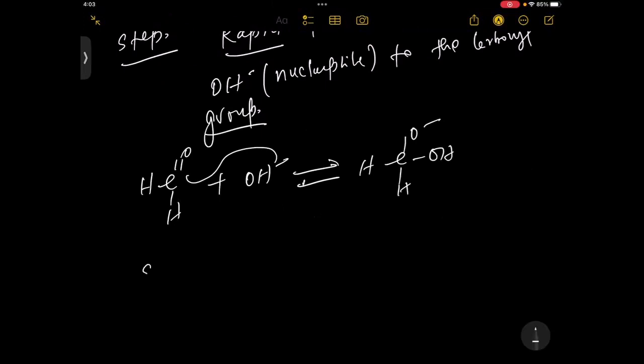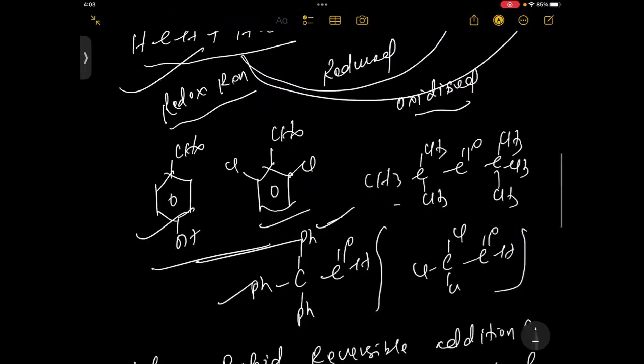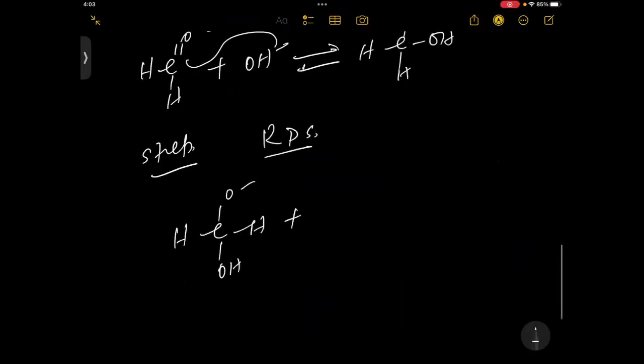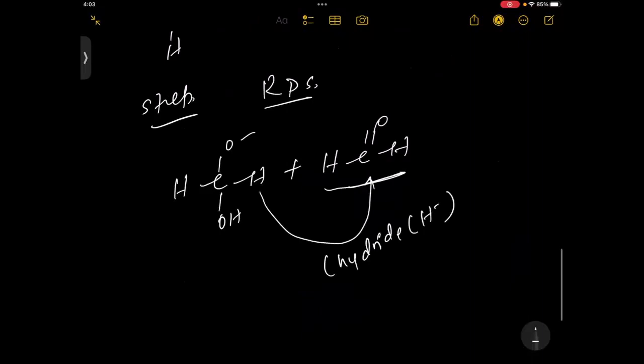Now students, see what is going to happen in the second step. Step two is the RDS step, the rate-determining step. Here we have HCO negative with OH and H, and a second molecule, because we have taken two same molecules, HCHO. In the presence of the second molecule of formaldehyde, the hydrogen will transfer as a hydride, meaning H negative. It is an unusual way, students. Why is it called unusual? Because H negative is not a good leaving group.